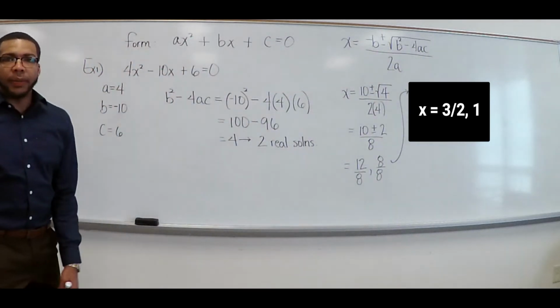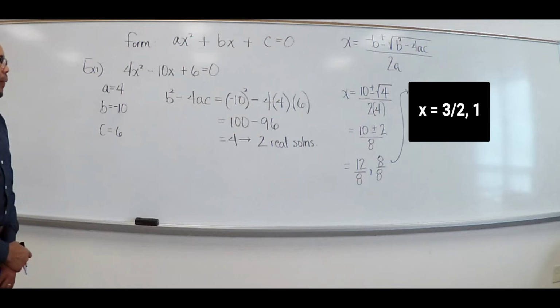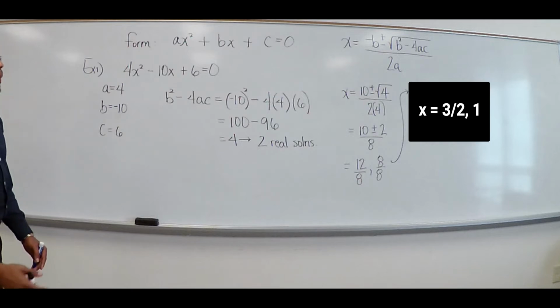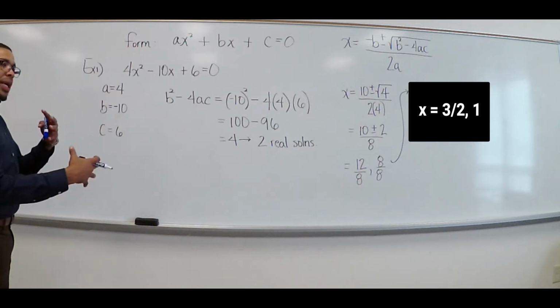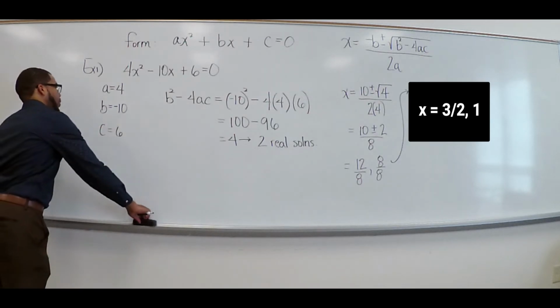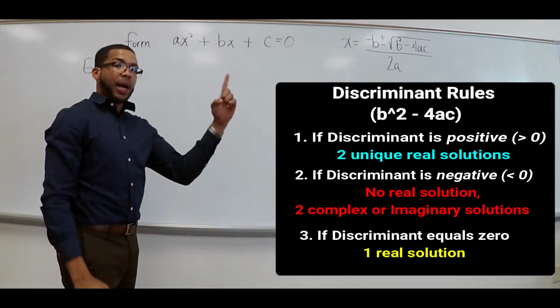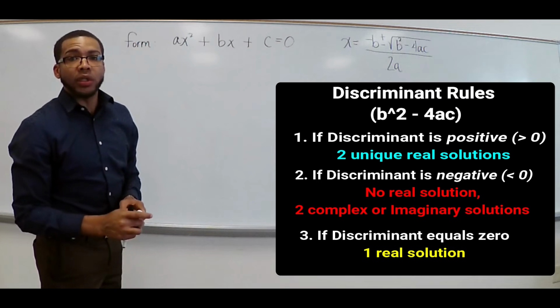Let's do one more example. In this next example, we're going to toss the family all kinds of crazy, have things out of order, but we still will be able to rearrange it and get to where we're trying to go. If your discriminant is positive, you have two unique real solutions.